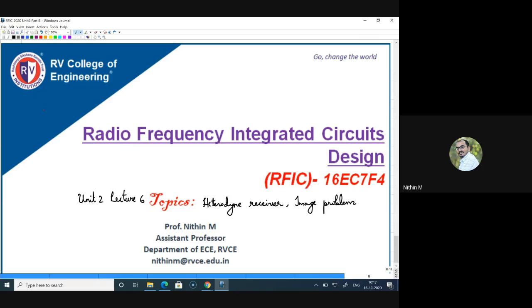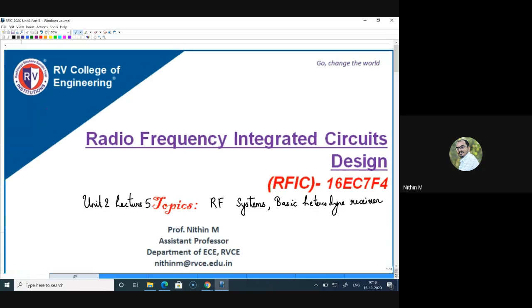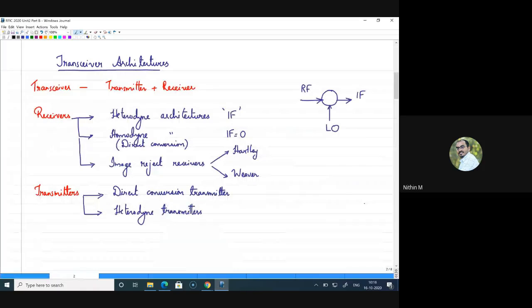Welcome to another session of radio frequency IC design, and this is lecture 6 unit 2. From the previous class we started discussing system level architectures in RF. Just to recap, we started by listing out the different receivers used. We are not looking at all the receivers. We will have a look at traditional receivers and some modern receivers, and transmitters.